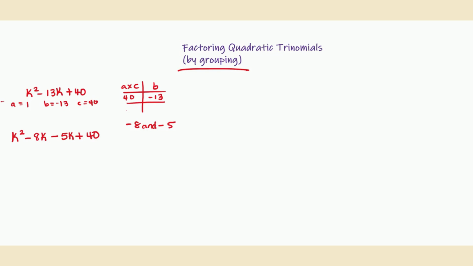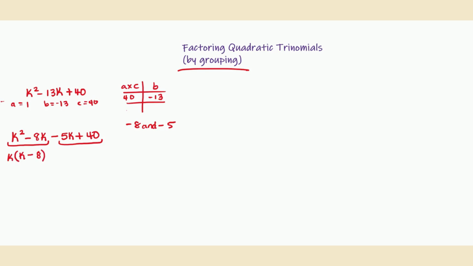Now, to factor by grouping, it'd be a good idea to brush up on your factoring the GCF, because that's what we'll be doing, but in groups. So I'm going to pair these up. I will pair the first two terms together and the last two terms. Then we'll take out the GCF. In the example here for k squared minus 8k, you will take out the k. What you'd be left with is k minus 8.